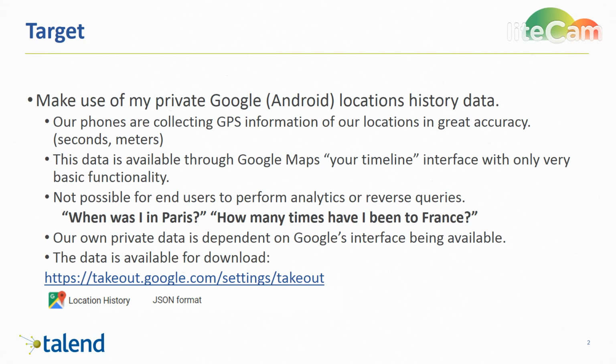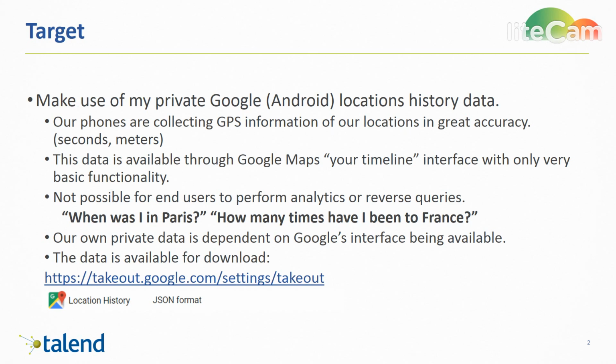Our phones are collecting our GPS data in great accuracy in terms of seconds and meters. I'm not going to bother with the question of whether or not opting into this service is a good idea. I would just assume that if you opted in, you have a reason and this service has value for you. This data is available for the users through the Google Maps Your Timeline interface.